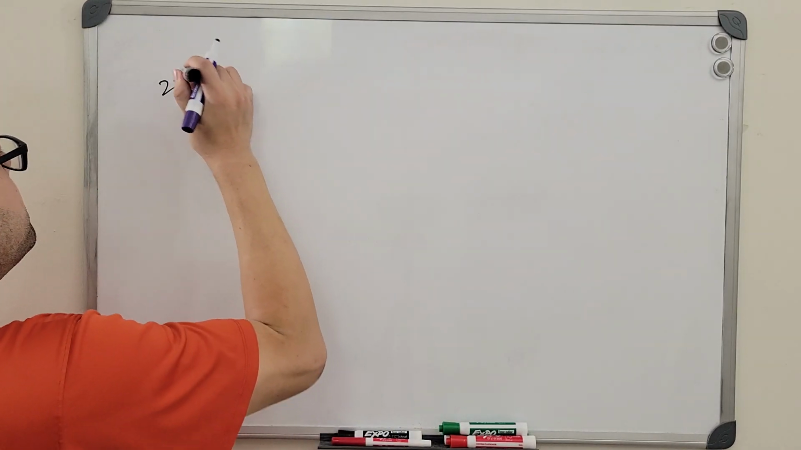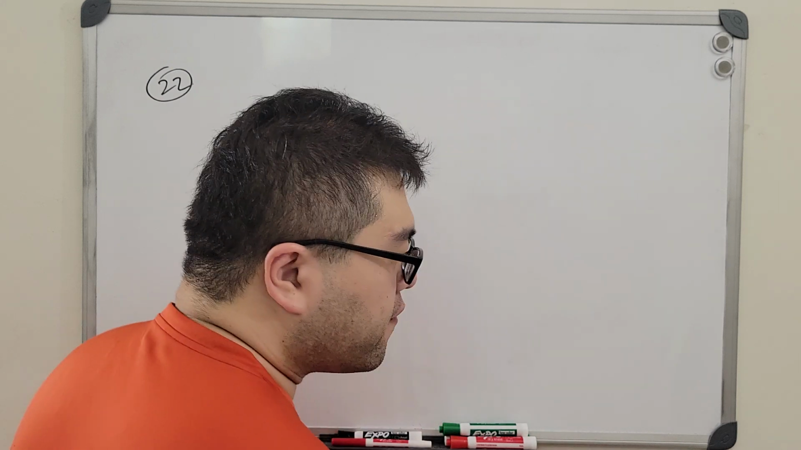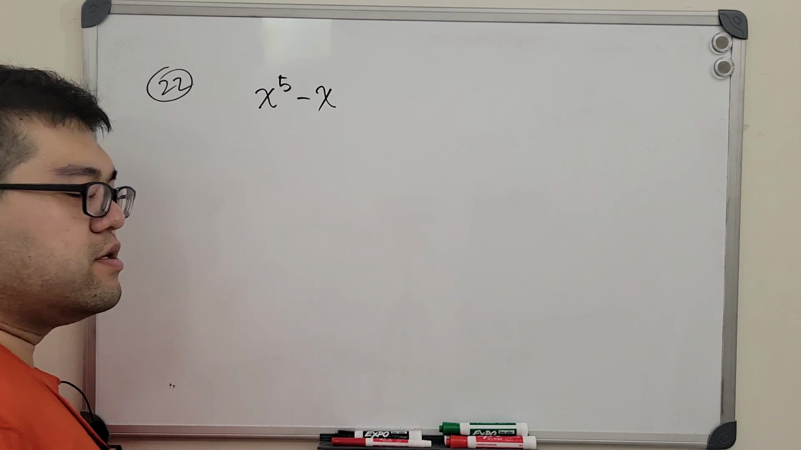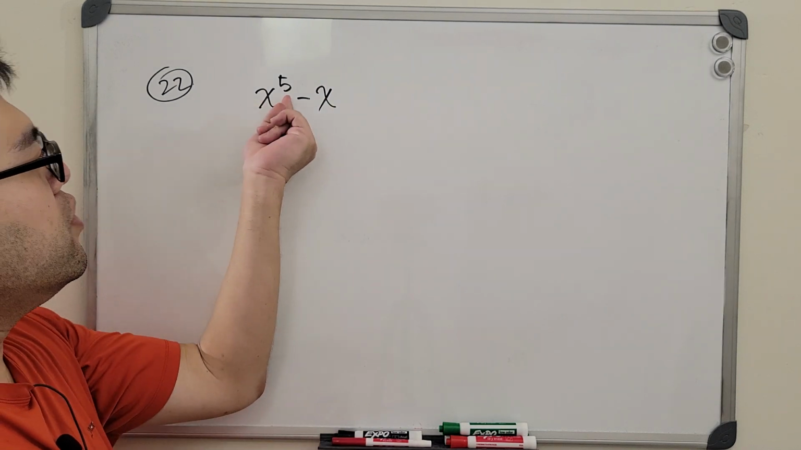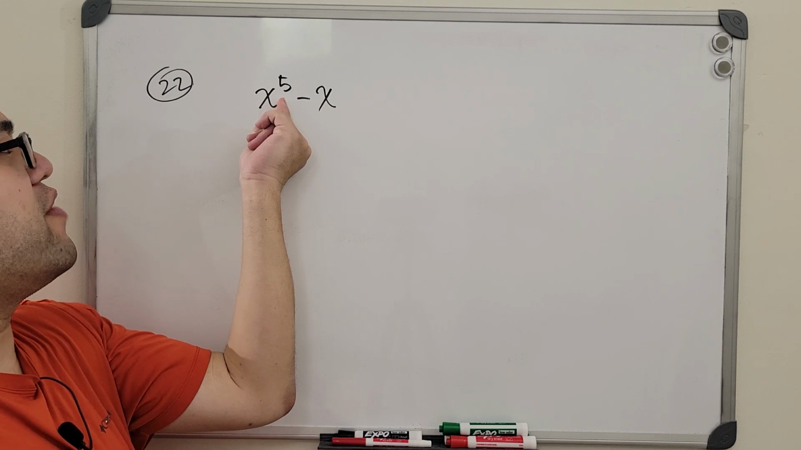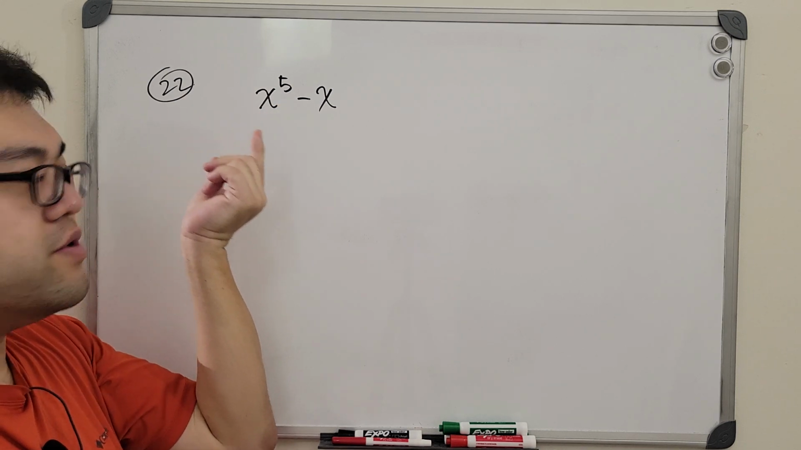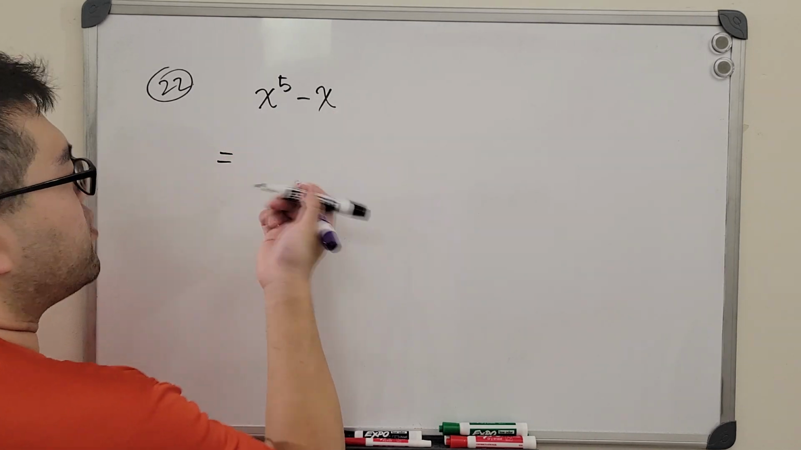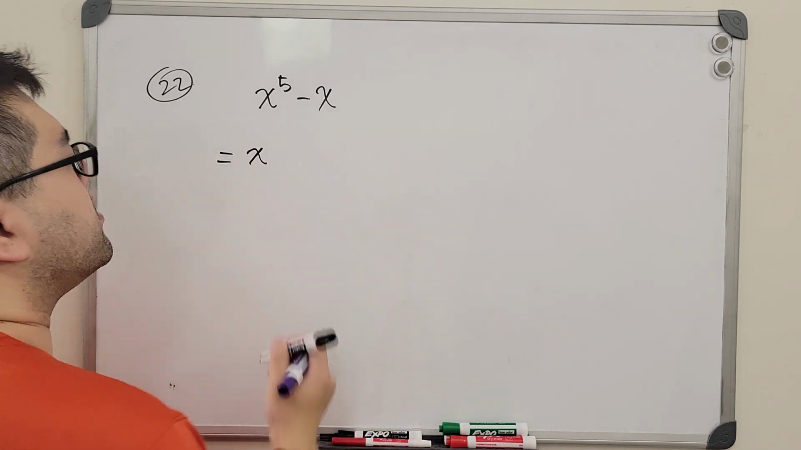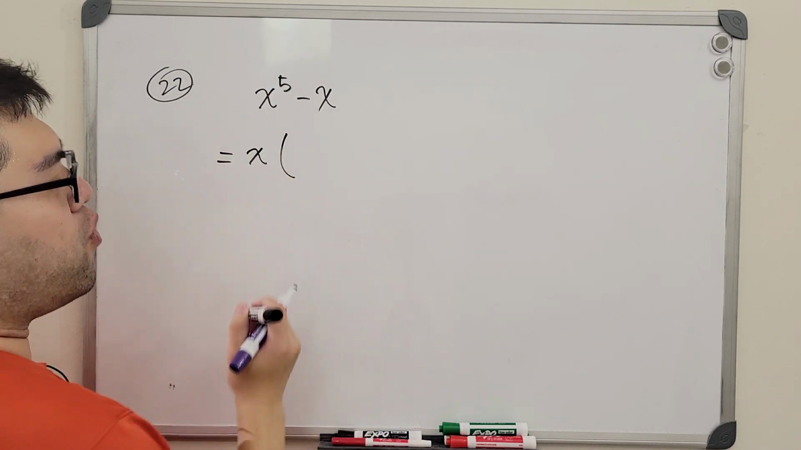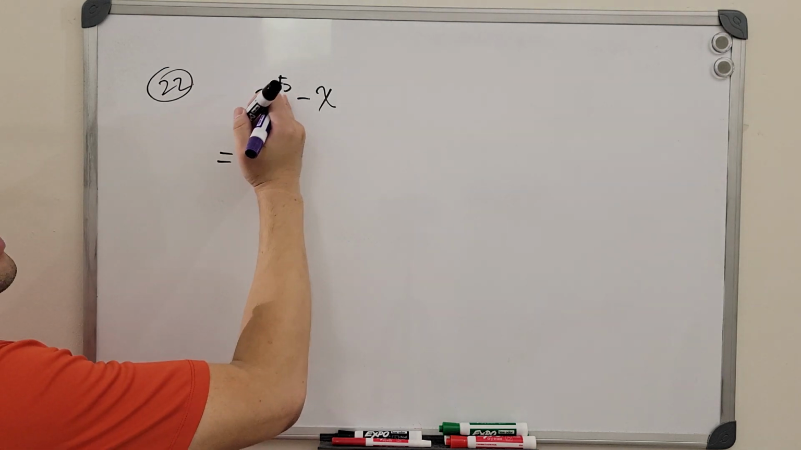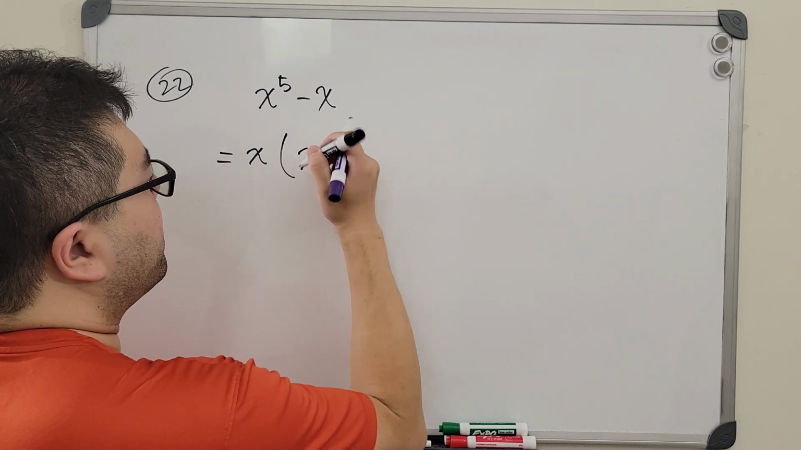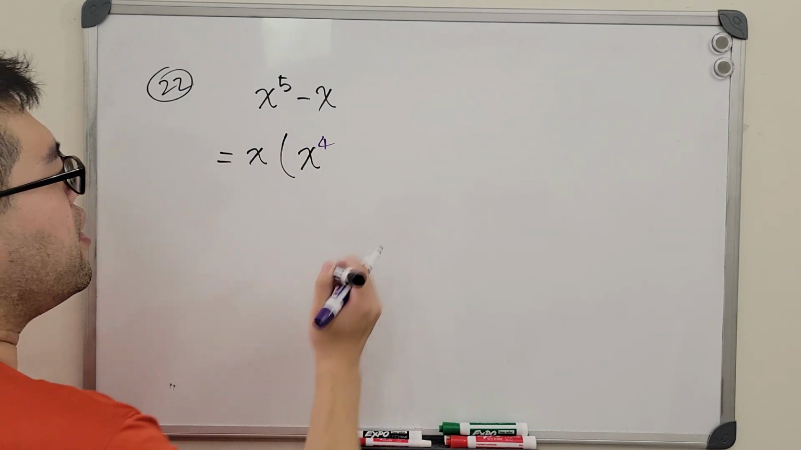Number 22. We have x to the 5th power minus x. So now, look, we don't have an even power. We have an odd power. What should we do? Well, we see an x here, we see an x here. So why don't we just factor out the x and see what's going to happen? If we factor out the x, we have one x less. So instead of having 5 copies, we take out 1 copy. So we end up with only 4 copies left. We have x to the 4th power for the first term.